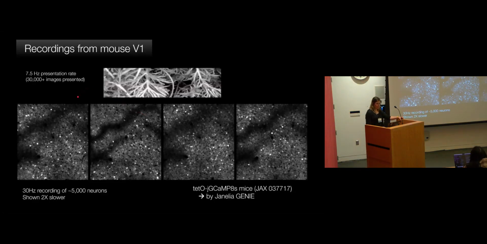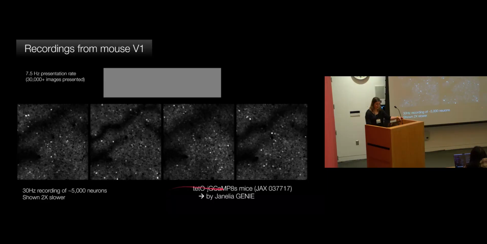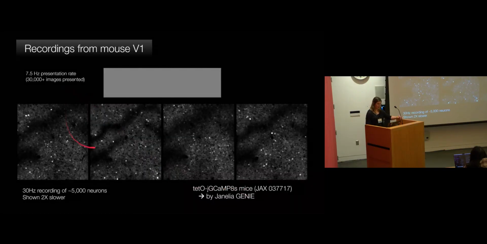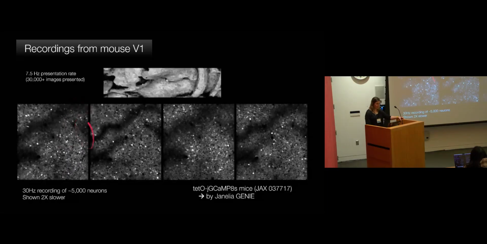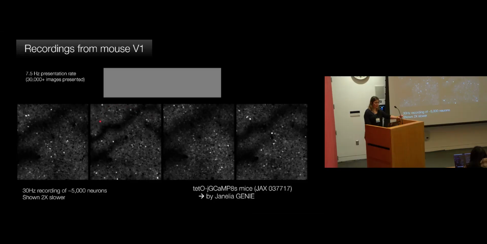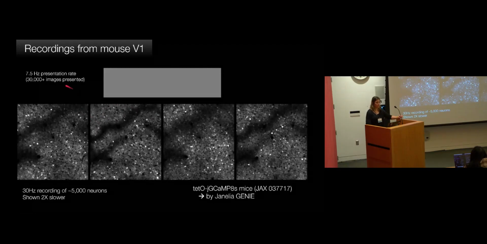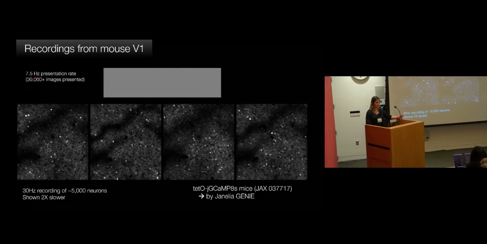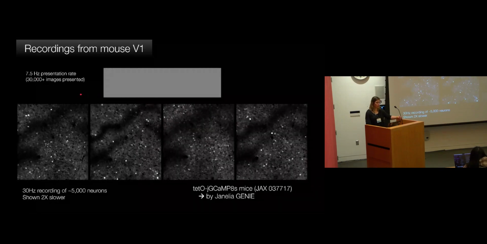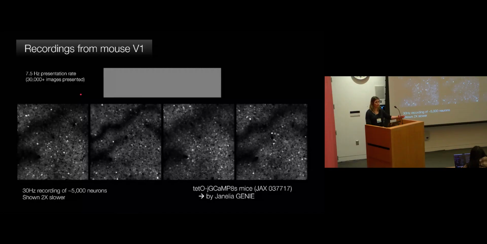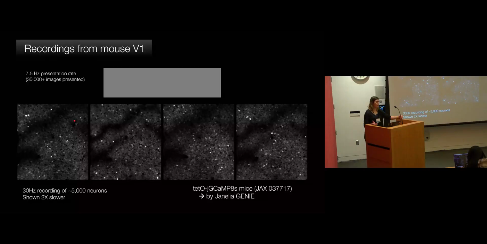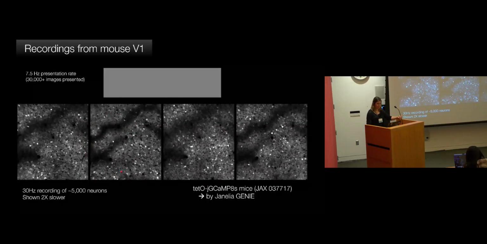So here's an example recording from mouse V1, where we use GCaMP8s, which we're lucky to have here at Janelia. It was developed here at Janelia, and now this mouse line is publicly available. You can see these cells lighting up when we show images. The big advantage of GCaMP8s is it's very fast, so we can show images at a 7.5 hertz presentation rate. This is actually 2 times slower than the presentation rate the mice see. We show up to 65,000 images in a single imaging session, which means we get a lot of data, which is great for training deep neural network models of visual responses.